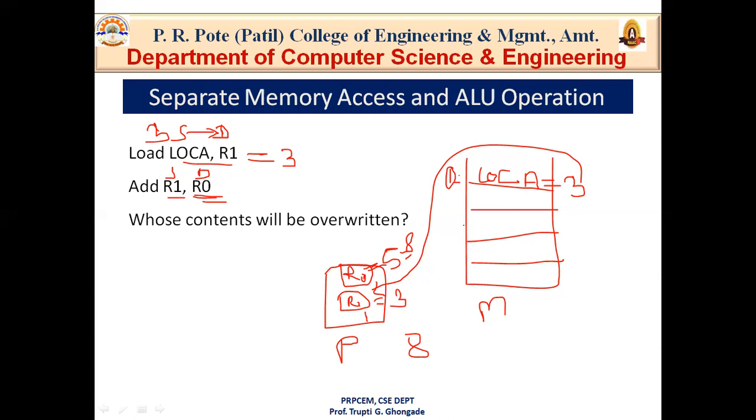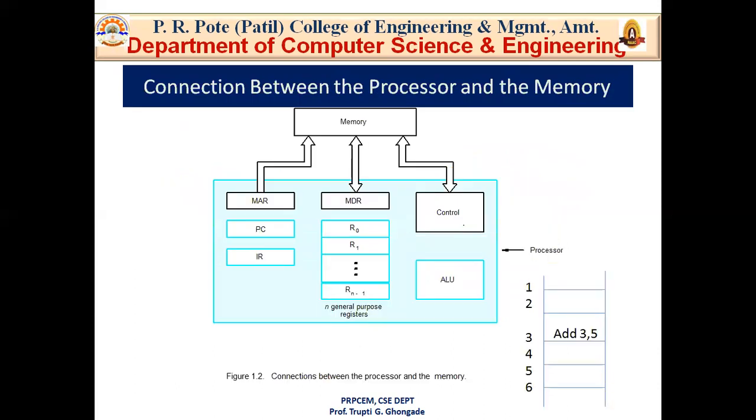Now next, this figure shows how the memory and the processor can be connected. The processor is divided into two parts: control unit and arithmetic and logic unit. Along with that, the processor has some general purpose registers and some special purpose registers. So R0 to Rn minus 1 are the general purpose registers, but program counter, instruction register, memory address register and memory data register are the special purpose registers, as we already discussed.